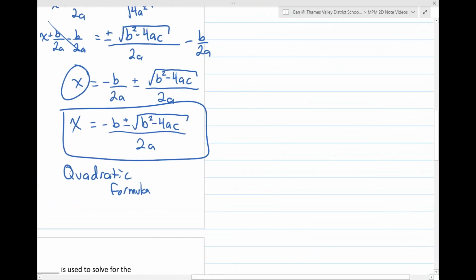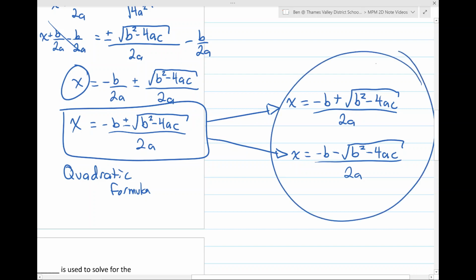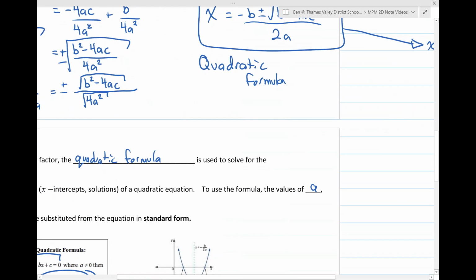Really, I should break that down a little more. That will give us one solution, x equals negative b plus the square root of b squared minus 4ac, all divided by 2a. And it will give us a second solution, which is x equals negative b minus the square root of b squared minus 4ac, divided by 2a. Now, you will see as we work through that perhaps not every time will we be working with two solutions, but we'll see that as it comes up.